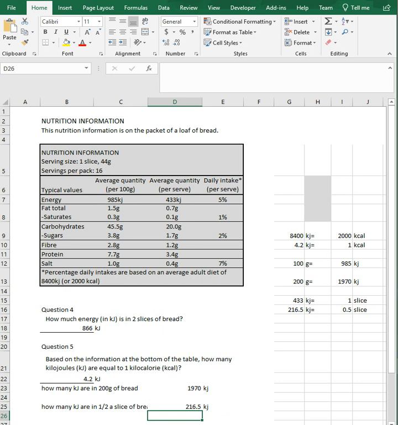So all you do is you just try and read the questions and see how they're relevant to the answers. So how many kilojoules in 2 slices of bread? We know 1 slice. Based on the information, how many kilojoules equal to 1 kilocalorie? We know how many are in 2,000. So just dissecting the question, you should be right.